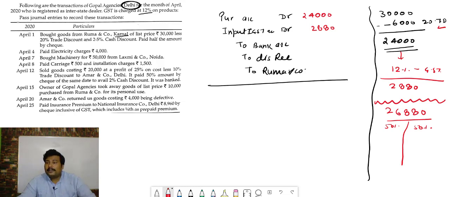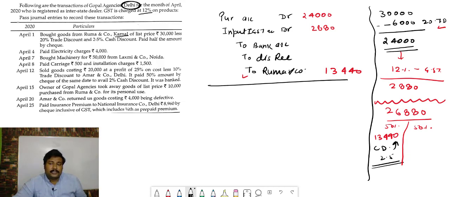So the amount which is not paid is our liability, and liability is credit. So to Rama and Company 26,880, half amount will be 13,440. And bacha, 13,440 is the 50% that we are going to pay. And always remember, we are receiving the cash discount on the amount that we are going to pay. So CD will be calculated on this amount at the rate of 2.5%, and how much will it become? CD will come 336.